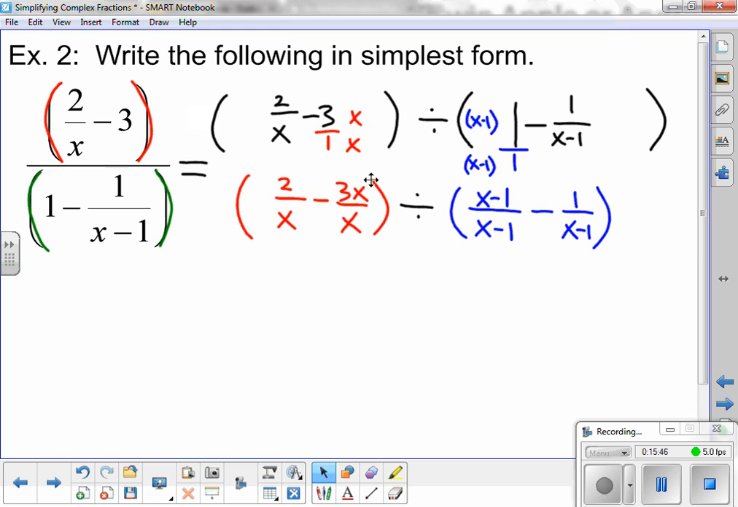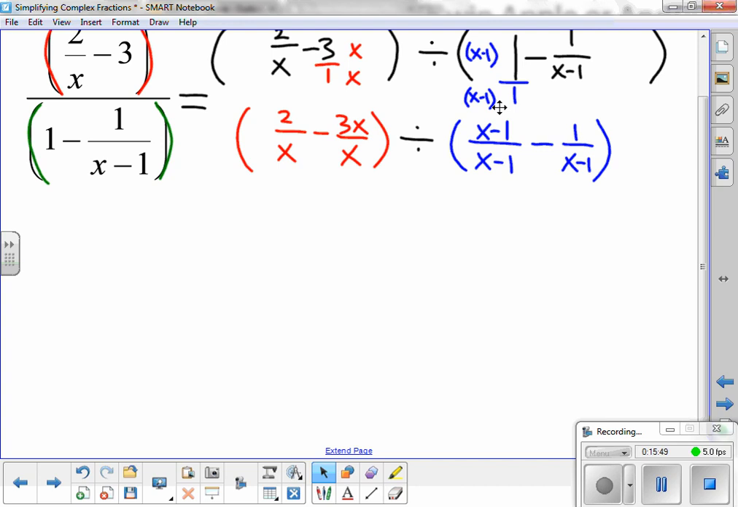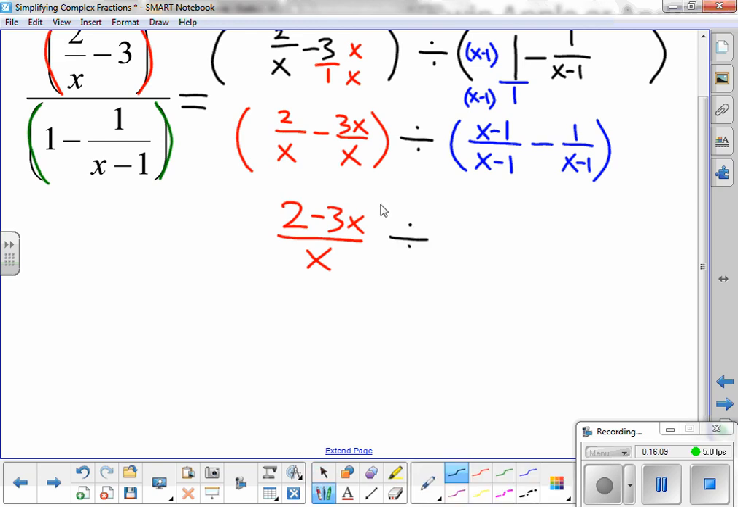All right. So what we did here was we got common denominators. Like I said, this should have been taught in a previous lesson. Now I can put these two together, and then I can put these two together. So on the red side, 2 minus the 3x is 2 minus 3x. So you're going to get 2 minus 3x over x divided by x minus 1 minus another 1 over x minus 1. All right, so that was x minus 1 minus another 1 all over x minus 1.